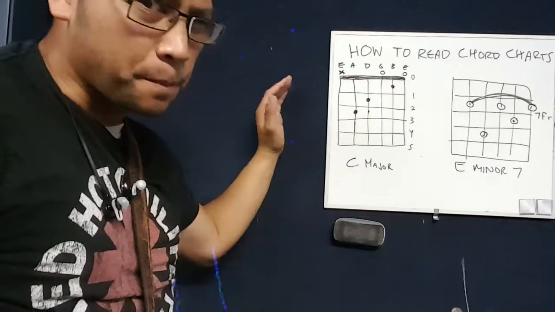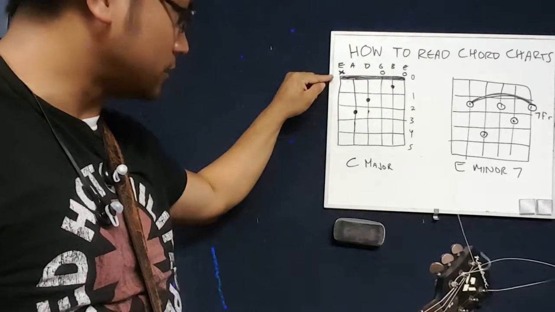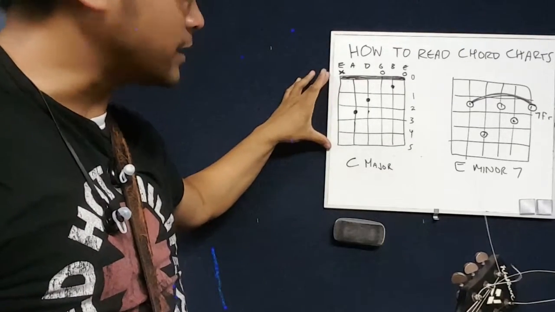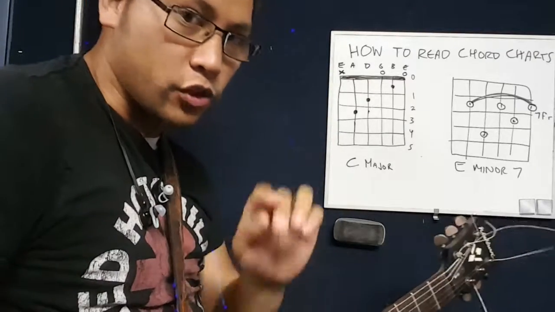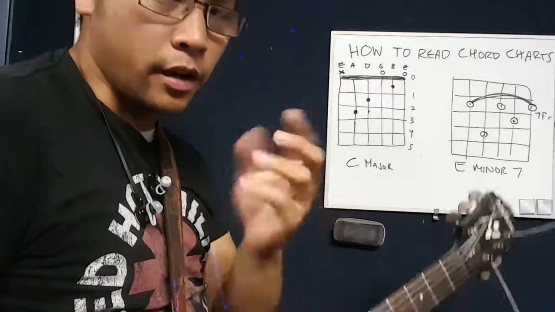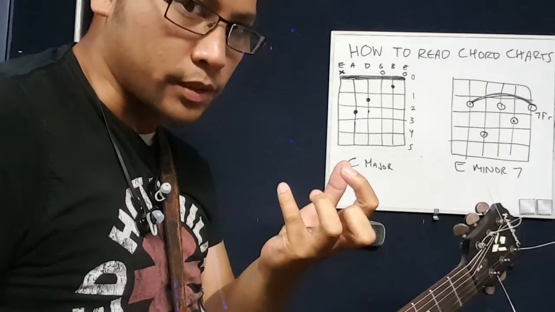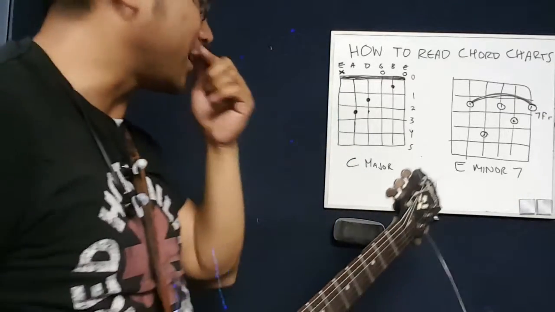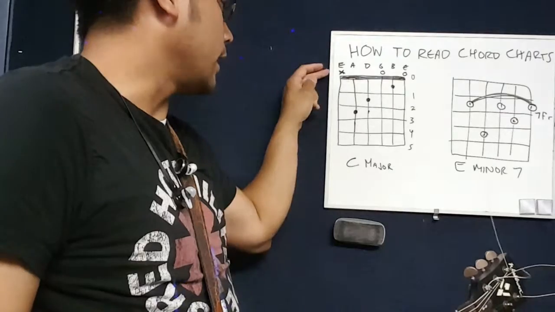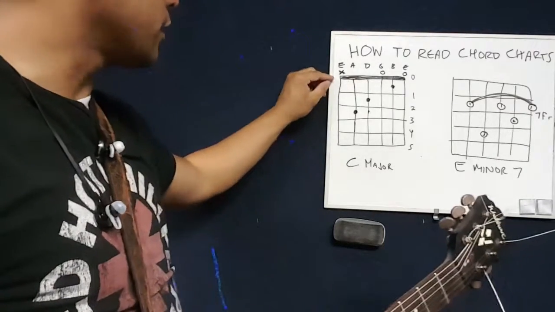What is a chord chart? A chord chart is basically this grid here, and it makes it very easy for us to read exactly where you should put your fingers on the neck of the guitar in order to produce a particular chord. And you'll be learning a lot of them. So here we have this particular thing.